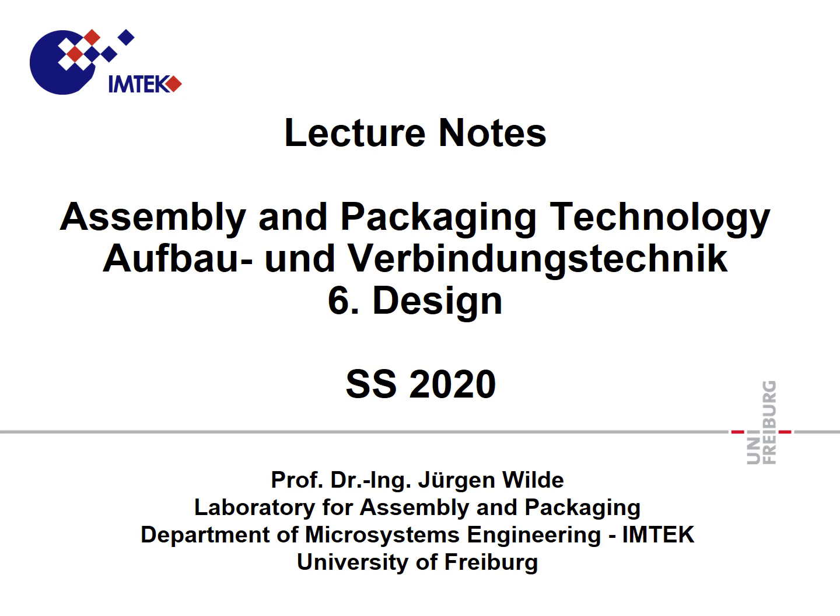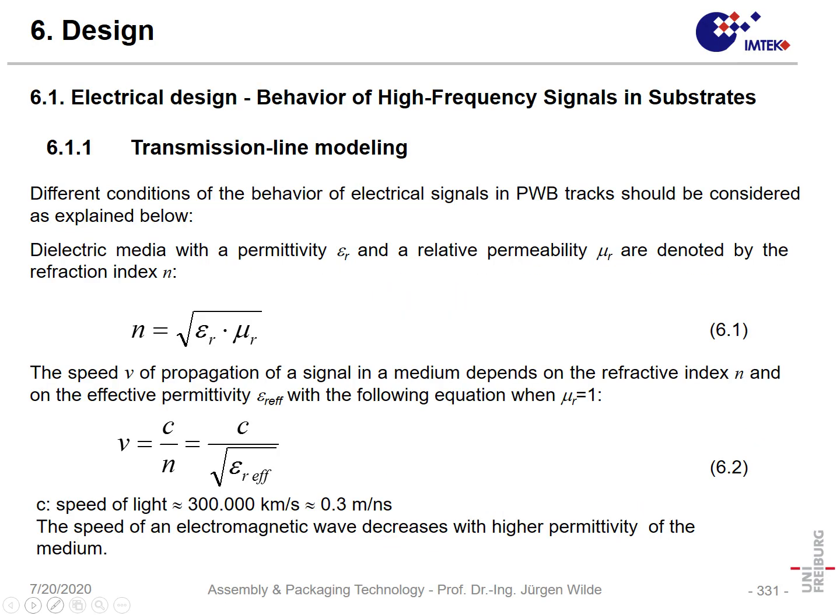Today we are going to start with design. So we have mainly three aspects of design of assembly and packaging. And the first is electrical design. The second would be thermal design, thermal management. And the third is reliability of assembly and packaging. Now let's have a look at electrical design, and we start with something very basic.